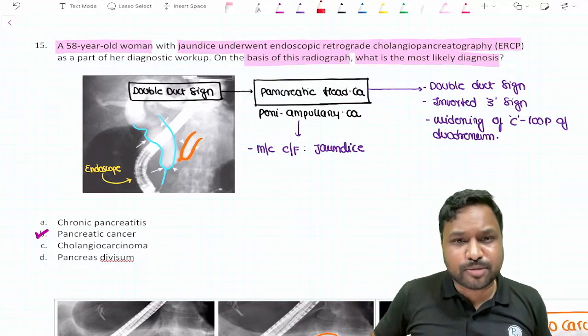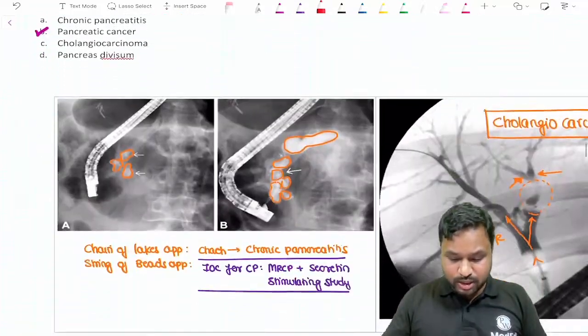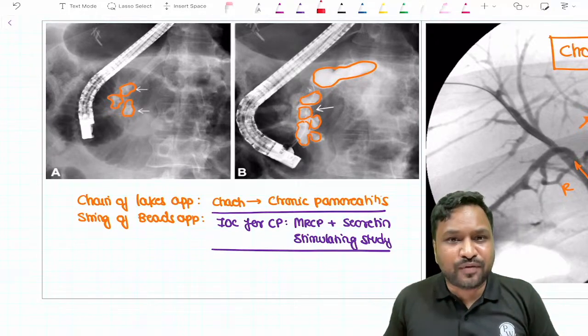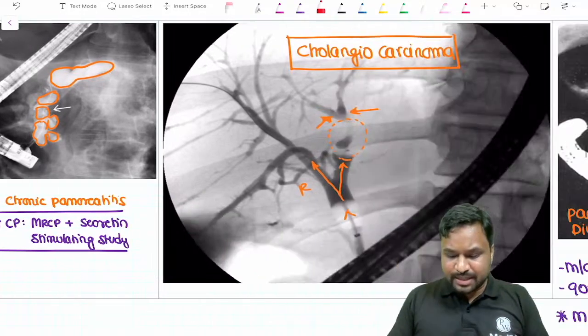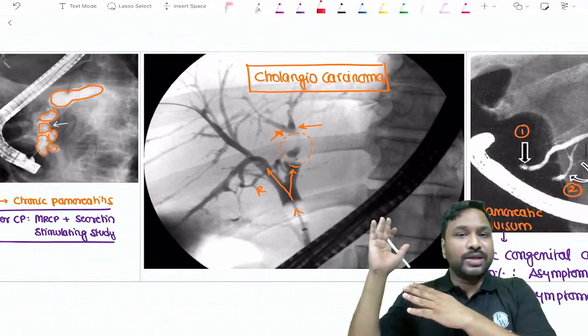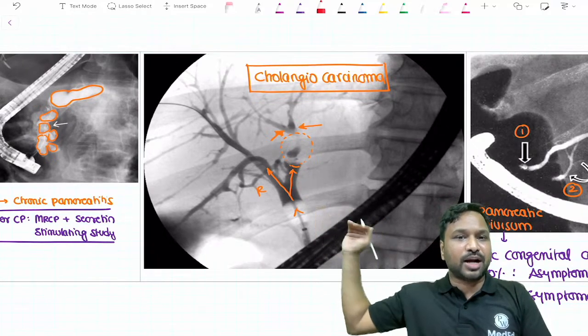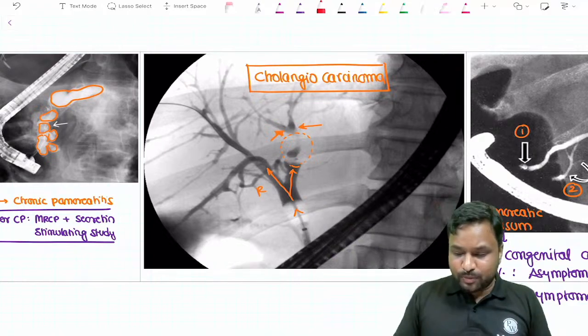What is the most common feature of periampullary carcinoma overall? The answer is going to be jaundice, right? Now, if you see chronic pancreatitis, what is the appearance? Chain of lakes appearance. Again, a very important question from the exam point of view. What is this image? This is your cholangiogram. You can see right across here what is happening. There's sudden cut-off of contrast indicating CBD obstruction.